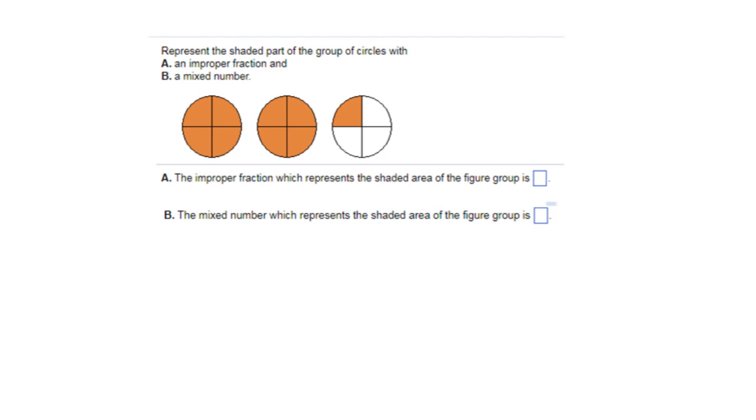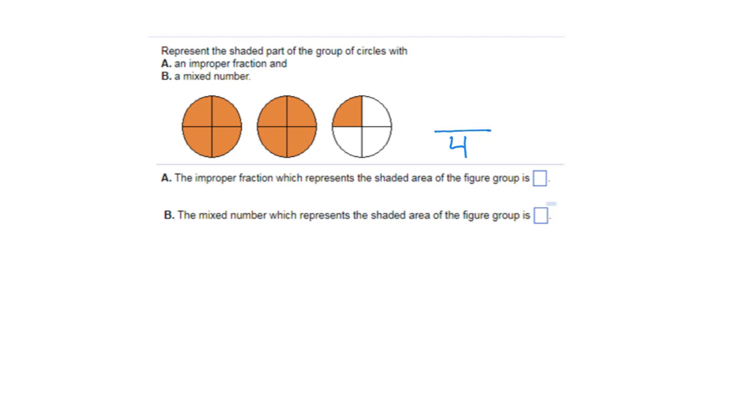Represent the shaded part of the group of circles with an improper fraction and a mixed number. So we have 2 items to do. What we want to do is take a look. We have 3 circles, but you want to make sure that each circle has the same equal parts. So each circle is divided into 4 equal parts. The 4 equal parts is the denominator.